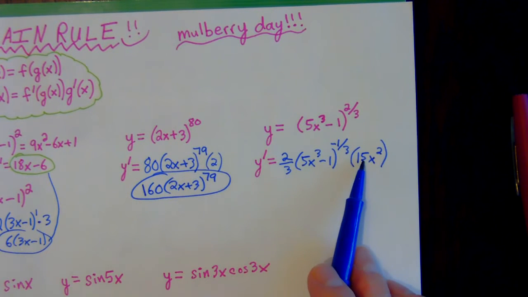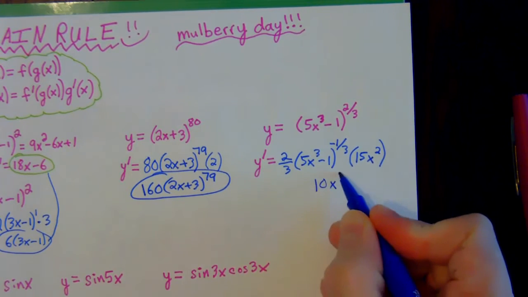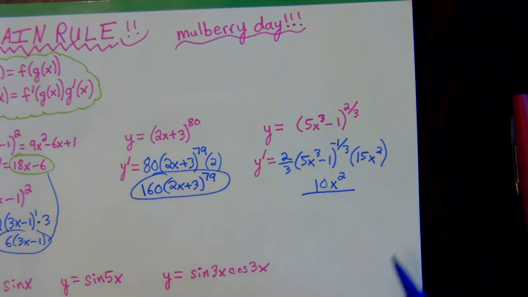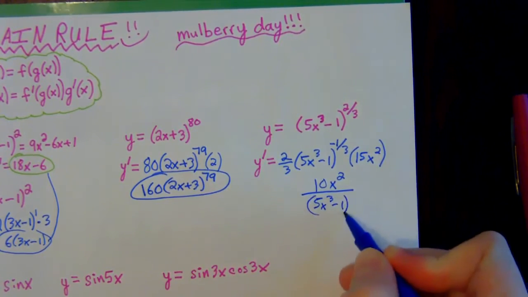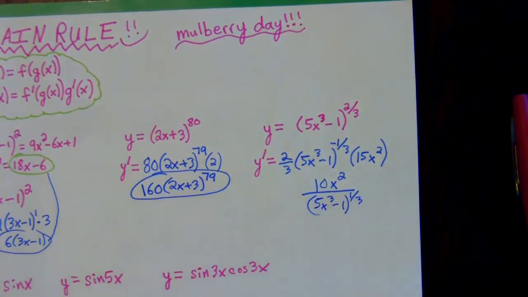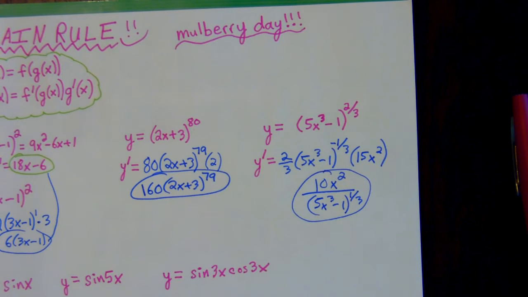So you're going to get like what, 30? You got 30 divided by 3, which is going to give us 10x squared. And remember, same rules apply, what we've been doing. Get rid of those negative exponents. You could drop this down to the bottom. Make that a positive 1/3 right there. And then there's your first derivative.